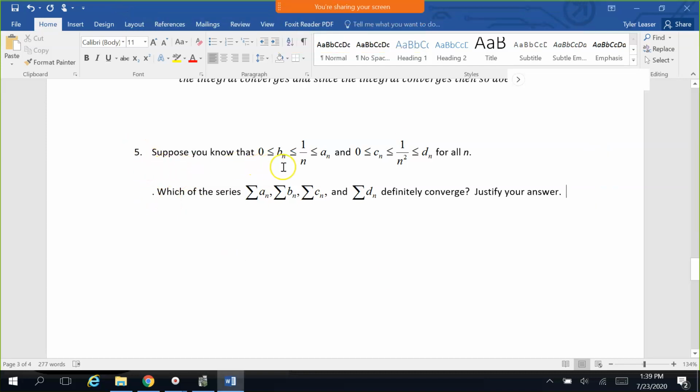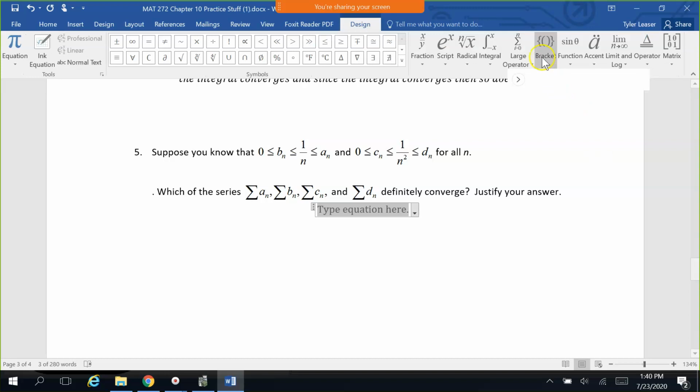Suppose you know that 0 is less than or equal to b sub n, these are sequences, is less than or equal to 1 over n is less than or equal to a sub n. And 0 is less than or equal to c sub n, less than or equal to 1 over n squared, less than or equal to d sub n for all n. Which of the series, A, B, C, and D, definitely converge, and then justify your answer? Alright, I really like this question. I think it's pretty thought-provoking and pretty neat.